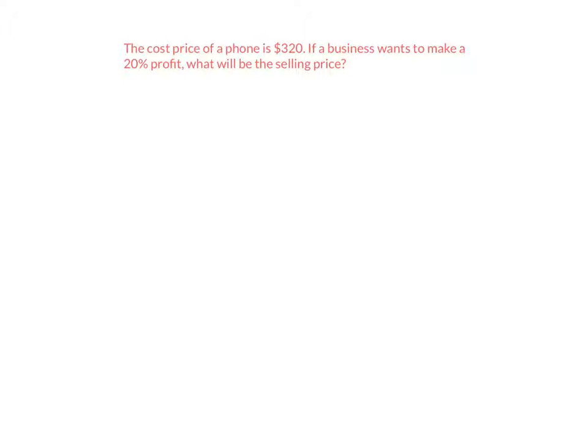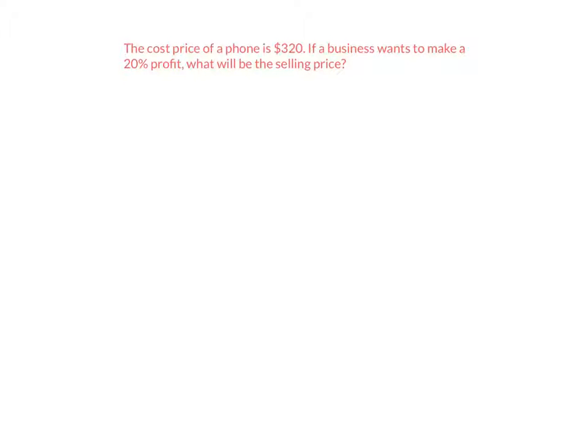So just so you know, when we're doing financial maths, the cost price is what it costs the business who's selling it, either to make it or to buy it. The selling price is what the customer pays. So let's say you went and bought a shirt for $50 today. That $50 is the selling price, what the business sells it to the customer for.